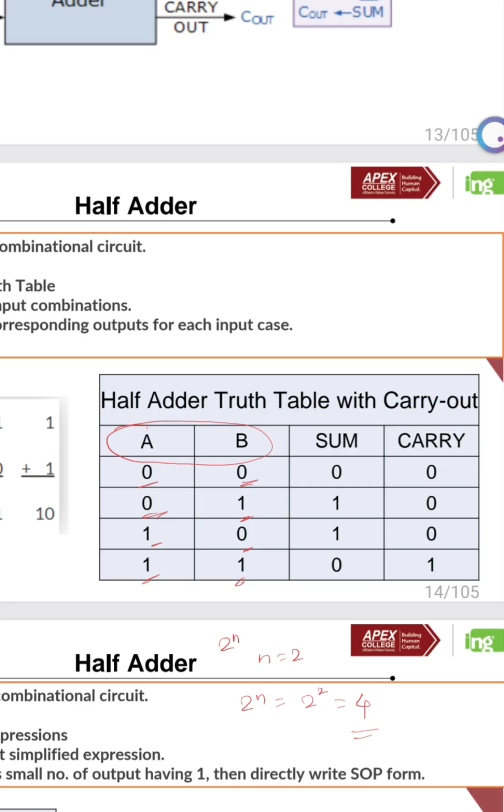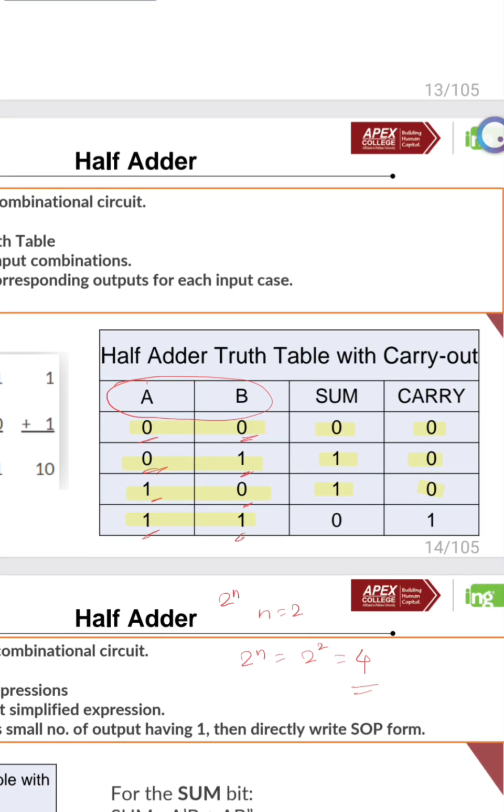Now let us add the individual inputs. Let us start with 0, 0. Sum of 0, 0 is 0, and we do not have carry during the addition of 0 and 0. In the second combination, there are 0 and 1. While adding 0 and 1, the sum is 1, and we don't have carry, so we write 0. In the third combination of inputs, we have 1 and 0. Sum of 1 and 0 is 1, and we have 0 as the carry. In the last combination, the numbers are 1 and 1.